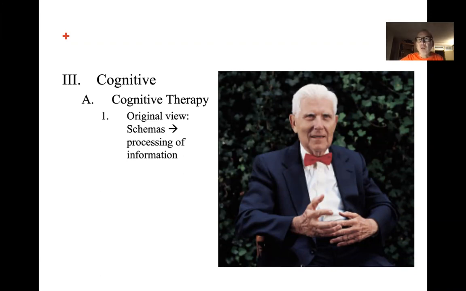Okay. We'll talk a little further about cognitive therapy, one of the major forms of cognitive psychotherapy. Yes, CT, cognitive therapy, which was developed by psychiatrist Aaron Beck. There's a picture of Aaron Beck in a red bow tie. And his view was that people maintain schemas or maps, ways of organizing their experiences, which allows individuals to process information.